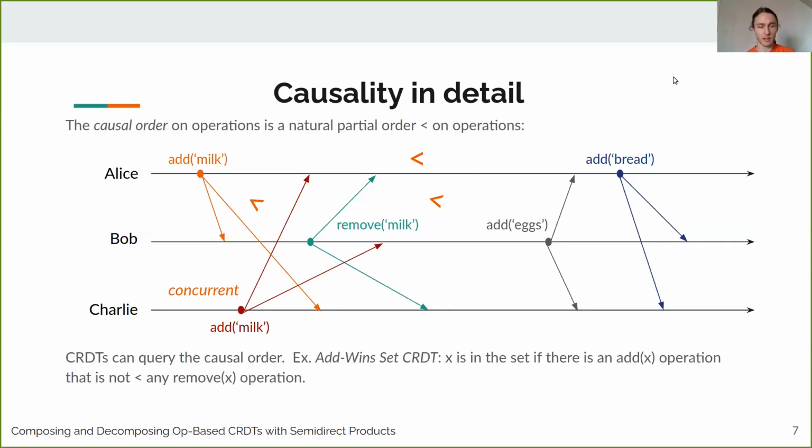Then the good thing about causality is that CRDTs can query the causal order. Basically, you can attach metadata to operations when you send them over the network, so everyone agrees on what the causal order is. And then this lets you make definitions, like for a set CRDT, you can say X is in the set if there is an add X operation that is not less than any remove X operation. Okay? Because this rule explicitly reasons about causality, there's no possibility of conflict. Even if people get operations in different orders, they'll come to the same result. And you can see in the example I have here, milk is going to stay on the shopping list according to this rule, because Charlie's add milk operation is not causally less than any remove milk operation.